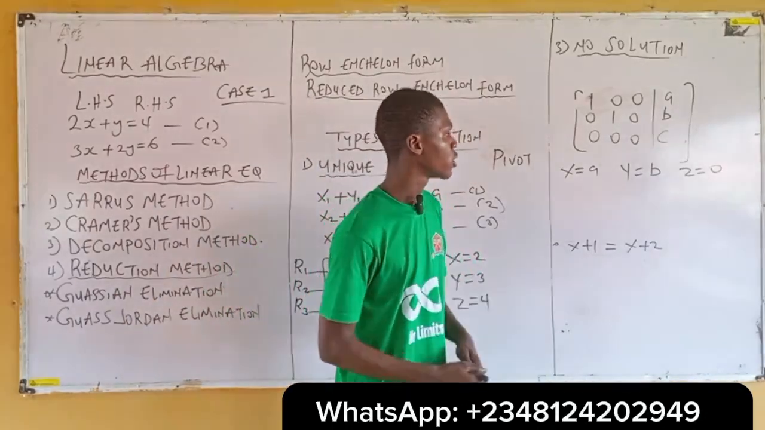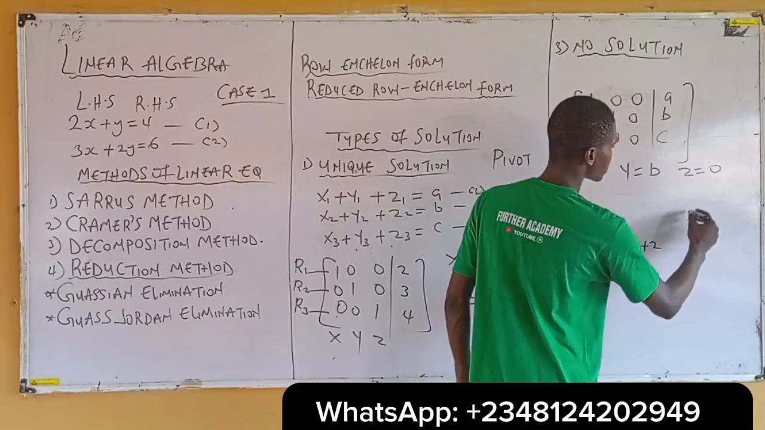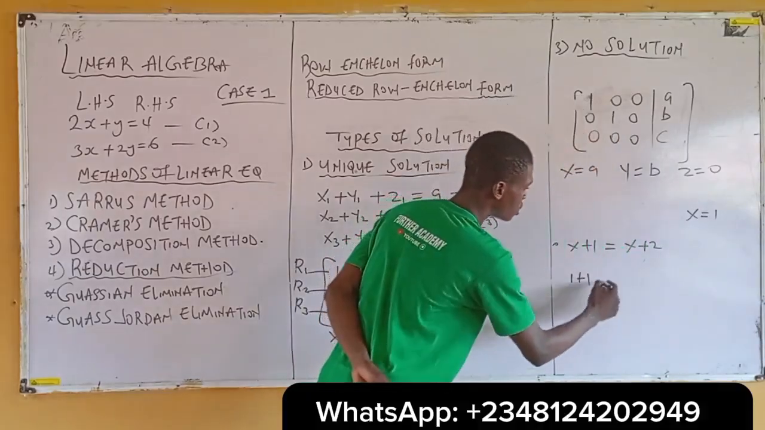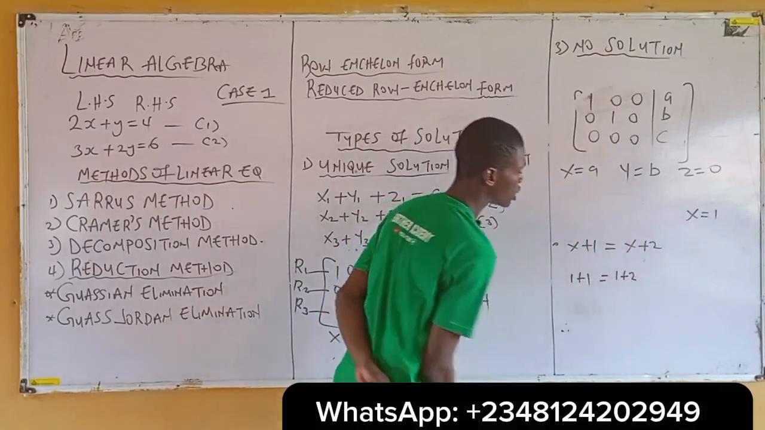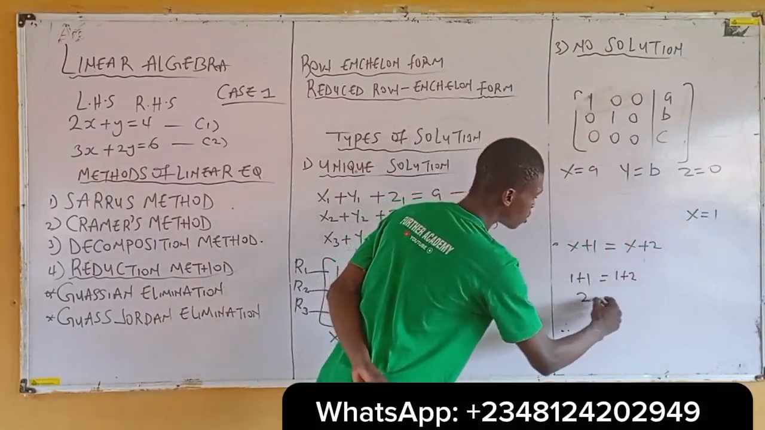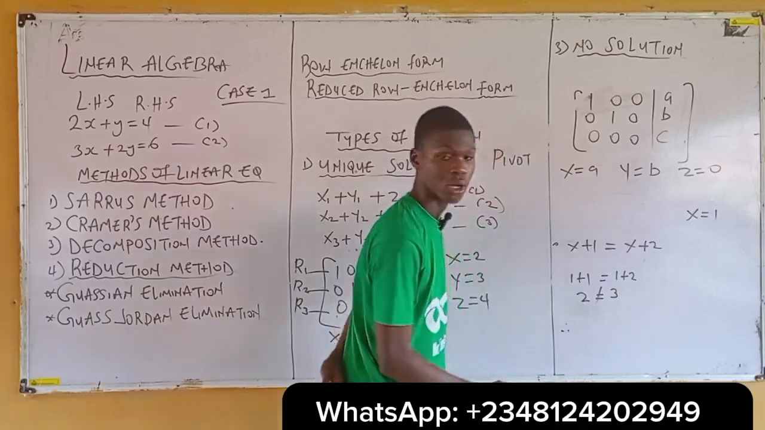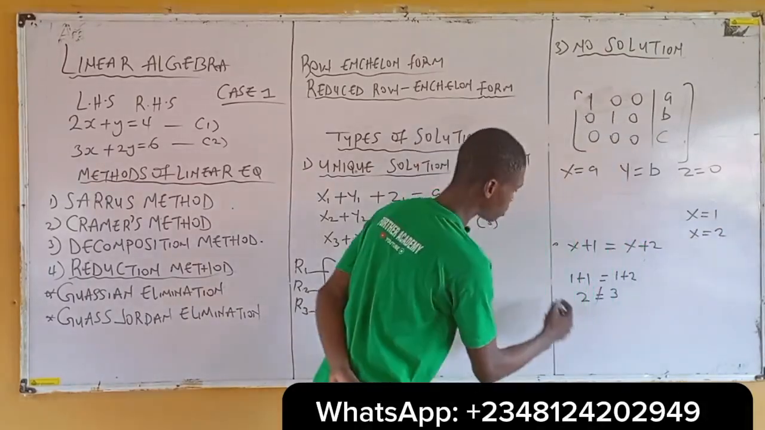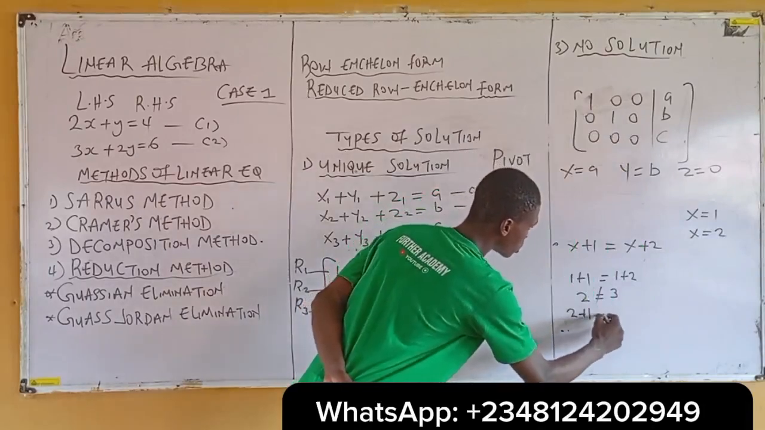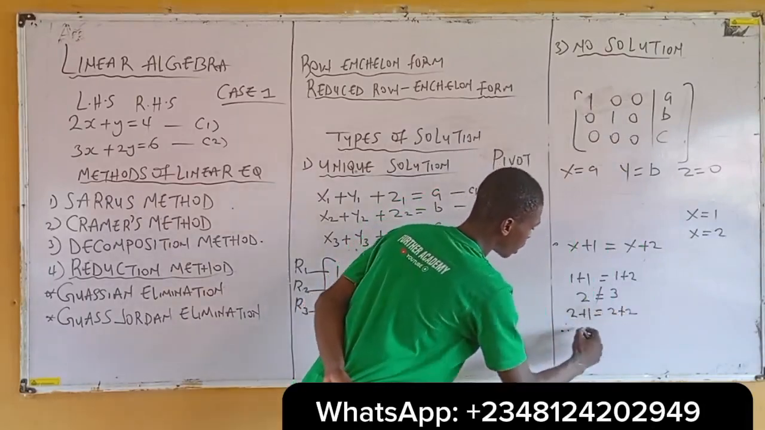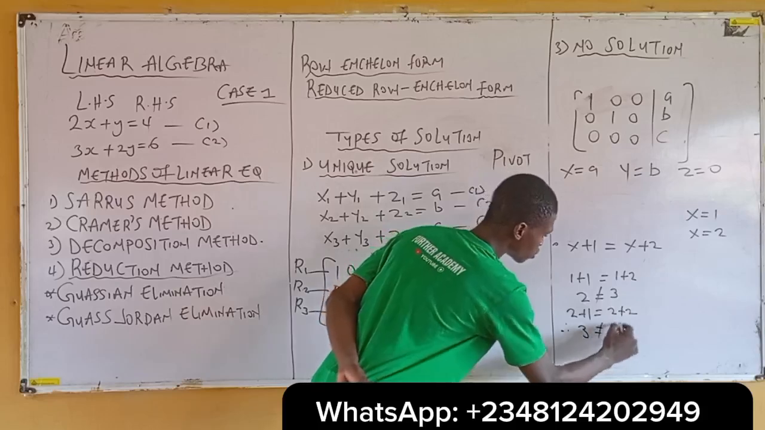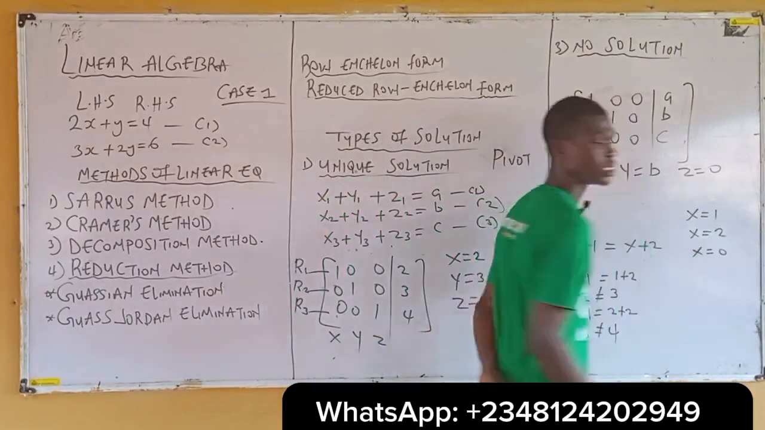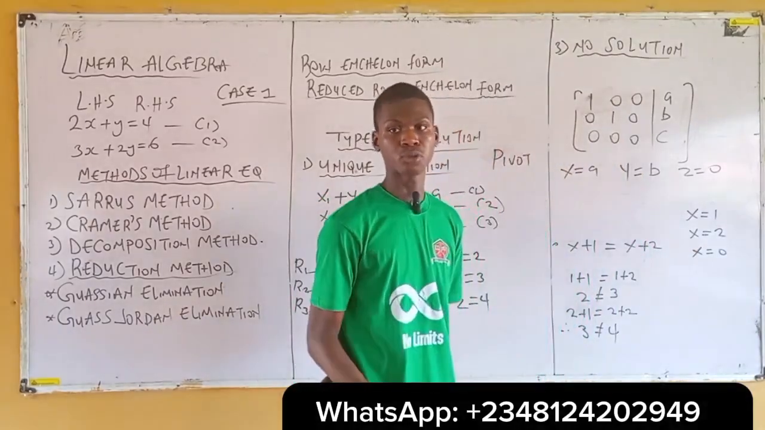In this case now, let's say when x equals 1, what do we have? 1 plus 1 equals 1 plus 2, and this will give us 2 equals 3, which is not equal. Right? When x equals 2, this will give us 2 plus 1 equals 2 plus 2, and this is 3 not equal to 4. Similarly, when x equals 0, same thing happens.